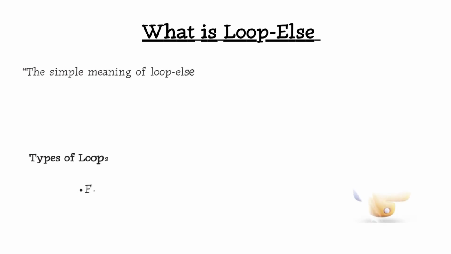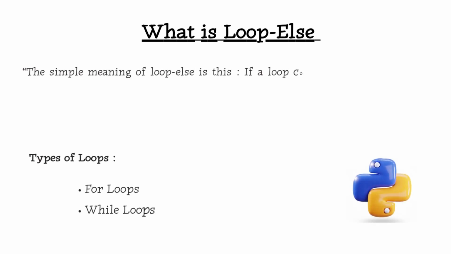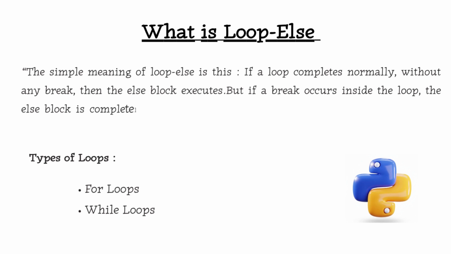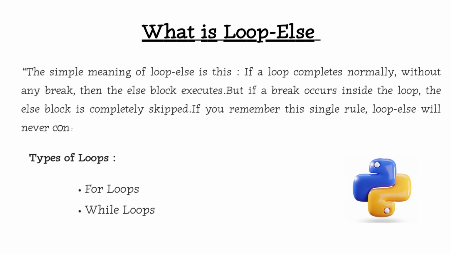The simple meaning of loop else is this: if a loop completes normally without any break, then the else block executes and runs the code. But if a break occurs inside a loop during execution, the else block is completely skipped and no code from the else block is run. If you remember this single rule, loop else will never confuse you.